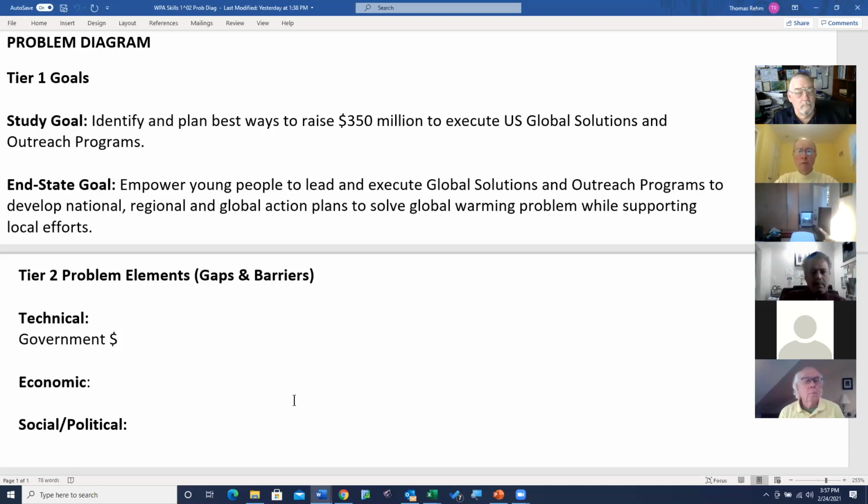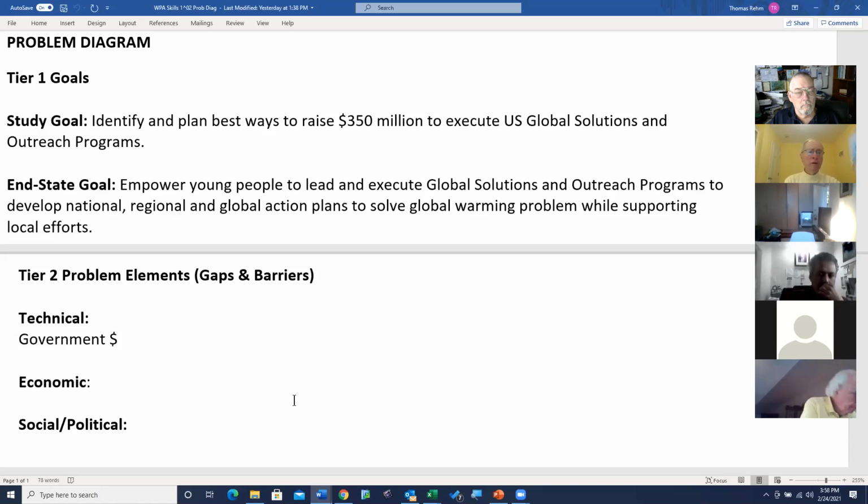We hope with this money to hire some 300 full-time people and some 4,000 part-time people. So we're talking in the US. So it's a massive effort, and it's an empowerment effort to get this going. So that's what we're trying to do with this money. And that's really the end state goal, to empower the young people to lead and execute the programs.